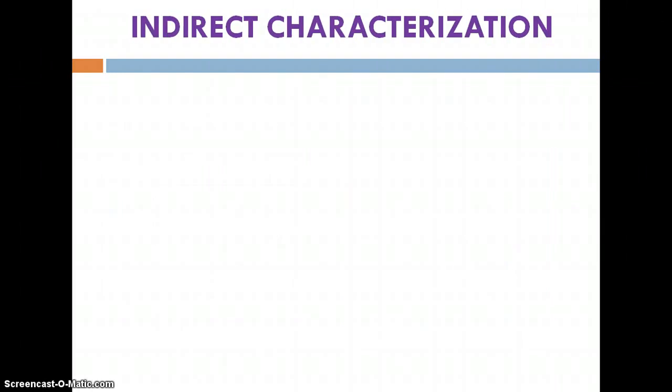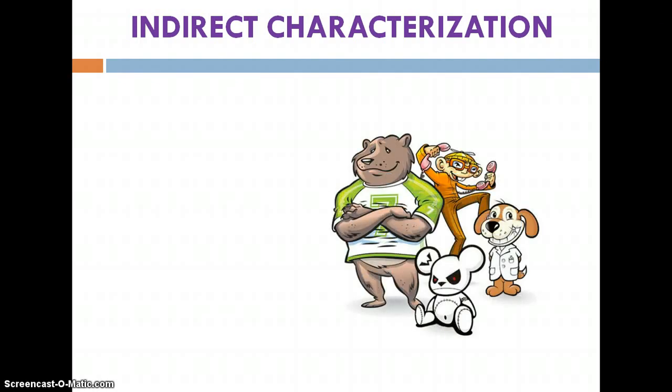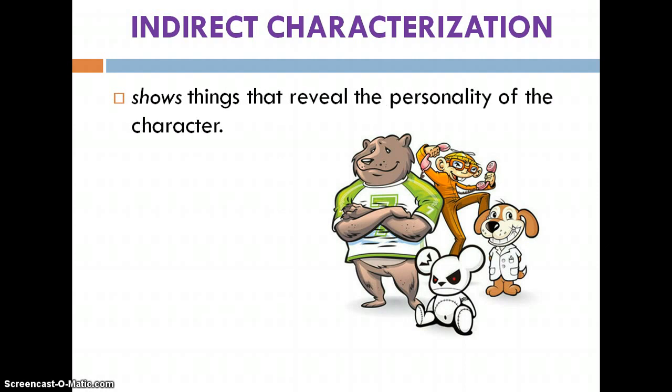Indirect characterization is much more common with professional authors. They might directly characterize them earlier on in the story, but mostly they're going to show things that reveal the personality of the character because it's more interesting to read a story and have them revealed that way.